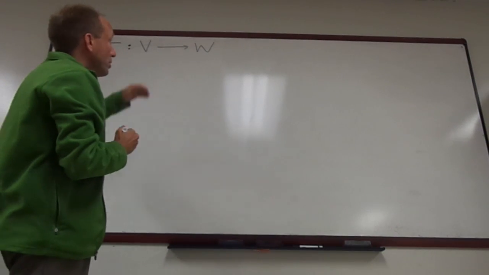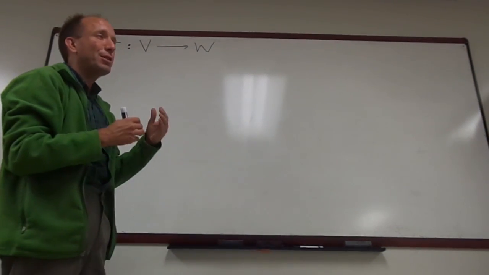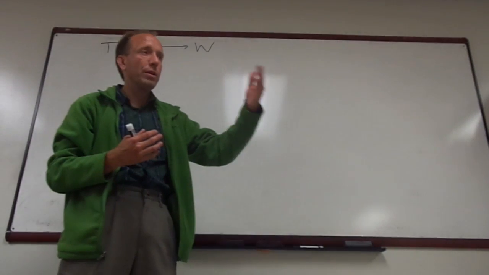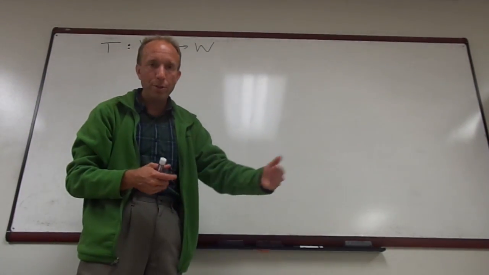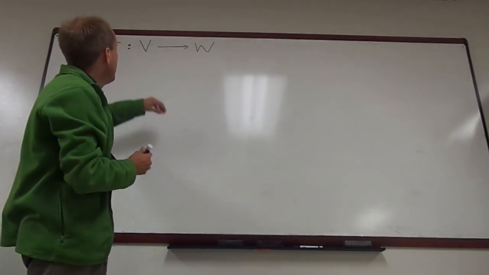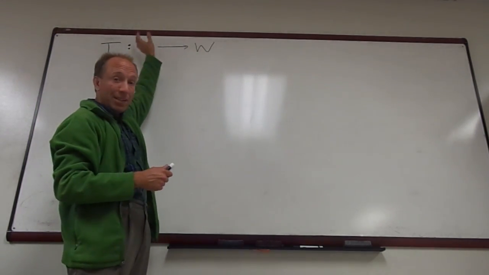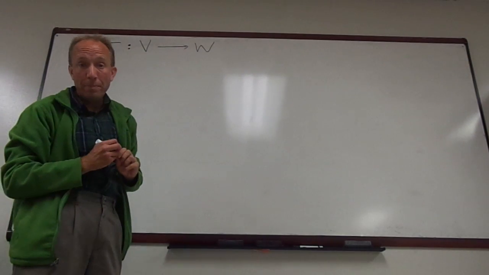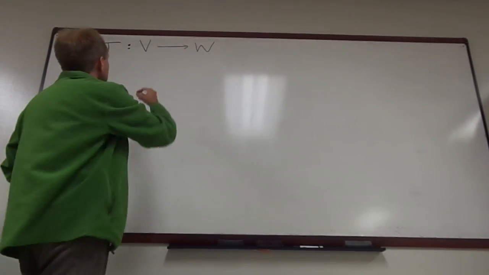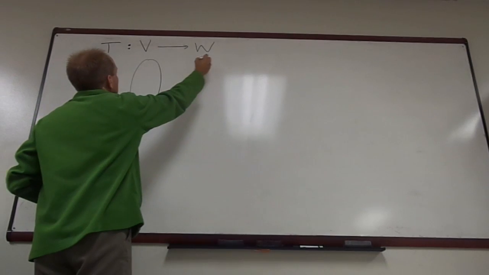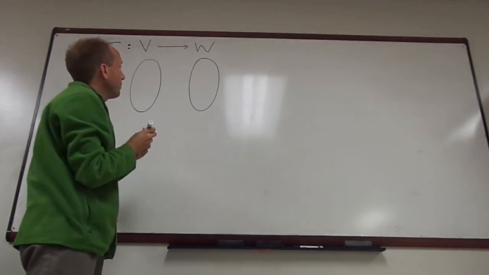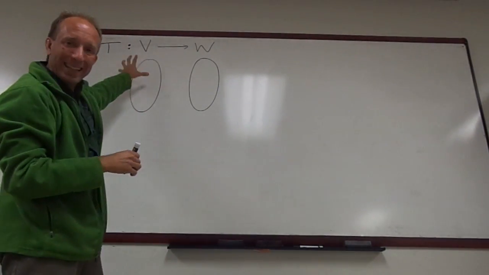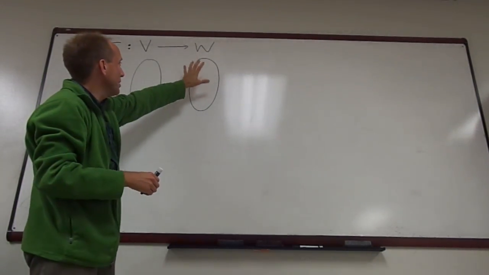But it's really just a function in the same way that you can talk about calculus functions going from the real numbers to the real numbers. The only difference here is we can go from one abstract vector space to another and talk about a transformation between them. I like to visualize this a little bit. I didn't draw this picture before. I just draw a couple of circles to represent the vector spaces themselves.